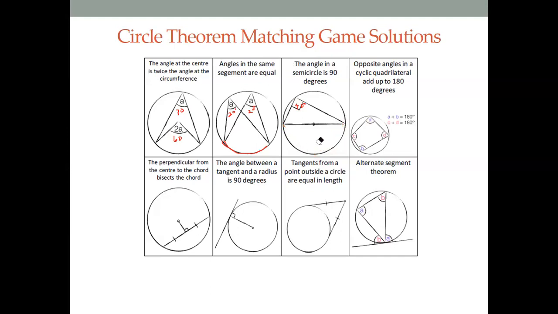So let's go next. Opposite angles in a cyclic quadrilateral add up to 180 degrees. So this is what we call a cyclic quadrilateral. Cyclic quadrilateral meaning a four-sided figure which touches all the four sides, right? Now, opposite angles in a cyclic quadrilateral add up to 180. So the A plus the B will give you 180, and the C plus the D will also give you 180.